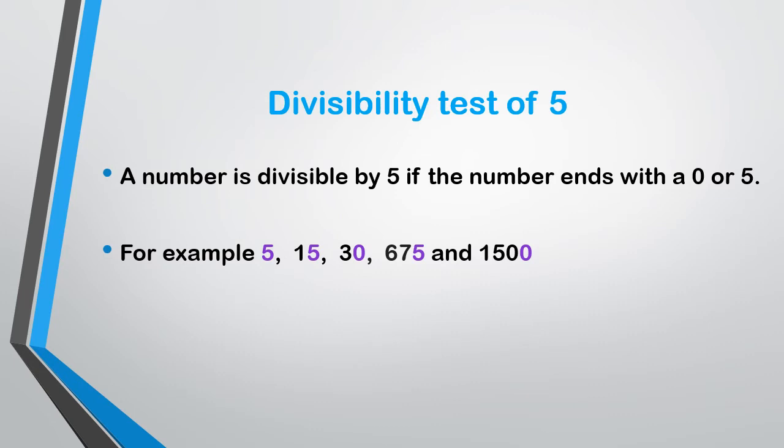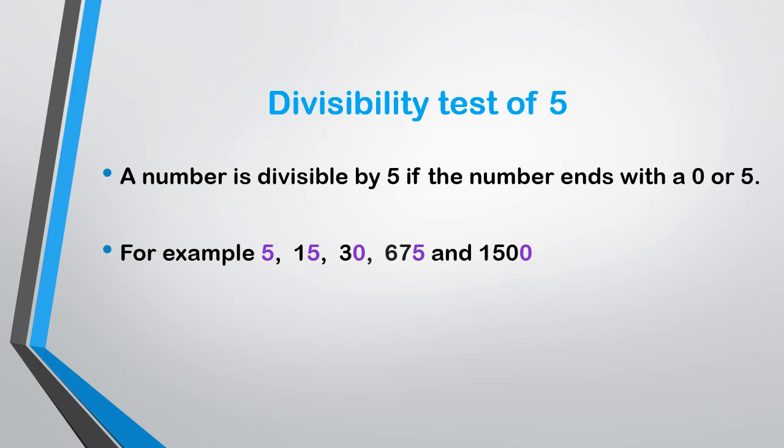5 is divisible by 5. Then look at the next one, 15. What is the last number here? 5. So we can easily say that 15 is divisible by 5. 30. What is the last number here? 0. So we can say that 30 is divisible by 5.